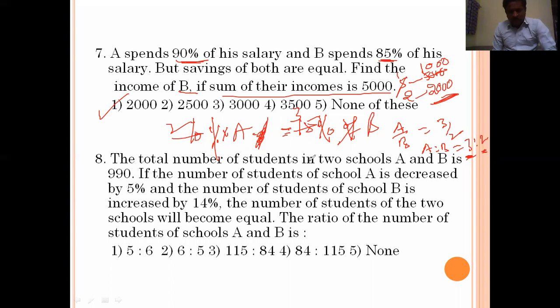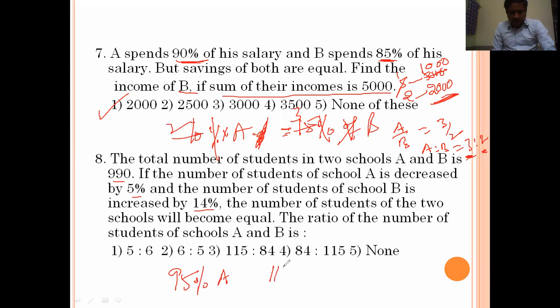The total number of students in two schools A and B is 990. If the number of students of school A is decreased by 5% and the number of students of school B is increased by 14%, the number of students of the two schools will become equal. Find the ratio of the number of students of schools A and B. If the number of students of school A is decreased by 5%, decreased by 5% means remaining how much percentage is there? 95% of A.